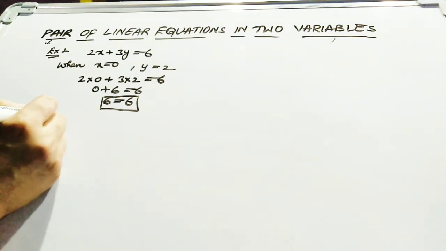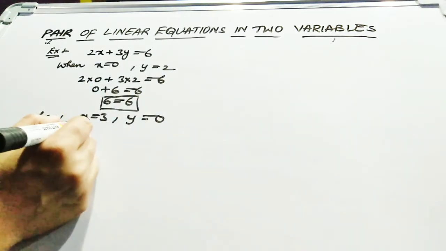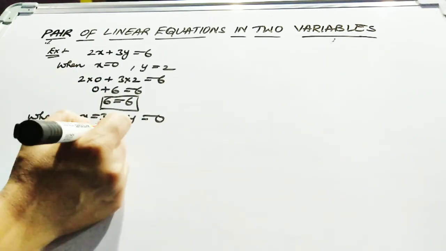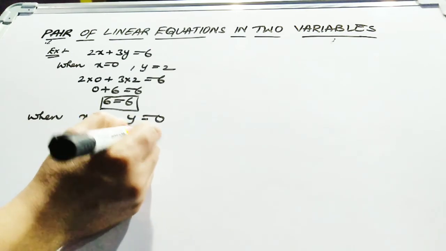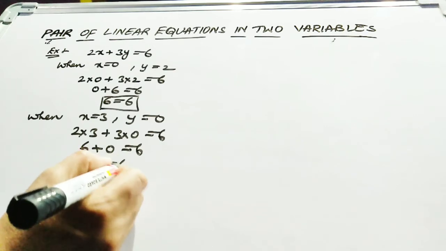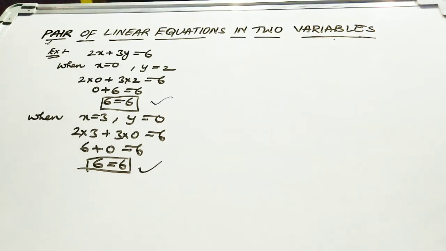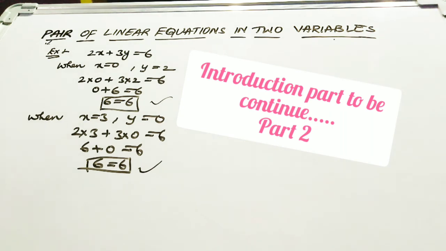Take one more value, when x is equal to 3, y equal to 0. Substitute 2 into 3 plus 3 into 0 is equal to 6 plus 0 is equal to 6. 6 is equal to 6. This solution is also correct. For better solving, you use a graph to solve this kind of equation. And I will explain how to draw the graph, how to represent your linear equation in the graphical method.